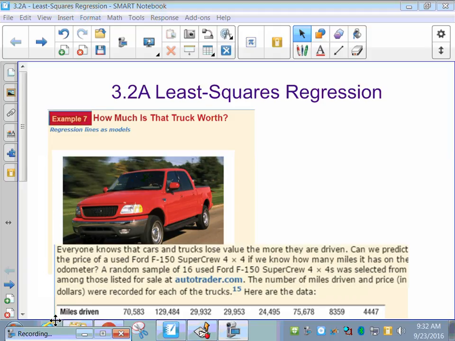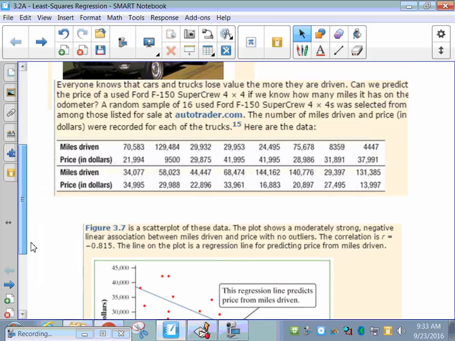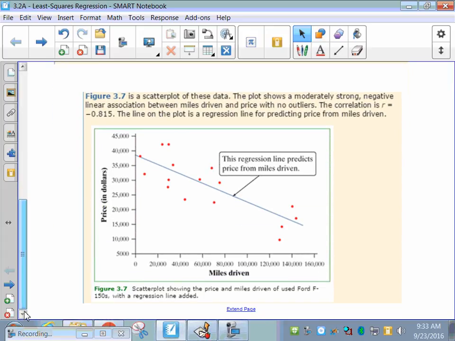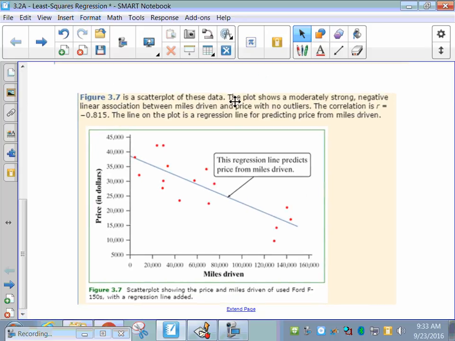Can we predict the price of a used Ford F-150 Super Crew 4x4 if we know how many miles it has on the odometer? So we've got a random sample of 16 of them that we looked up, listed for sale at autotrader.com. The number of miles driven and the price in dollars are recorded for each truck. So we've got the data, and we've got the scatter plot. The scatter plot shows a moderately strong negative linear association between miles driven and price. No outliers. Correlation is negative 0.815.